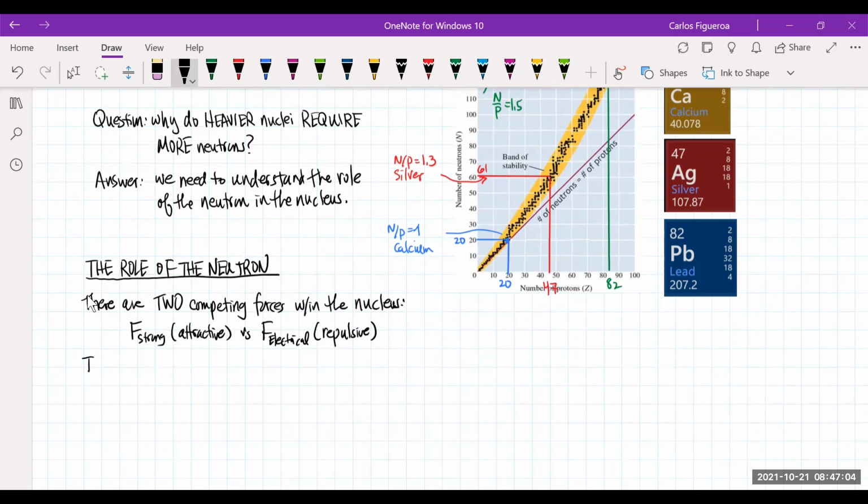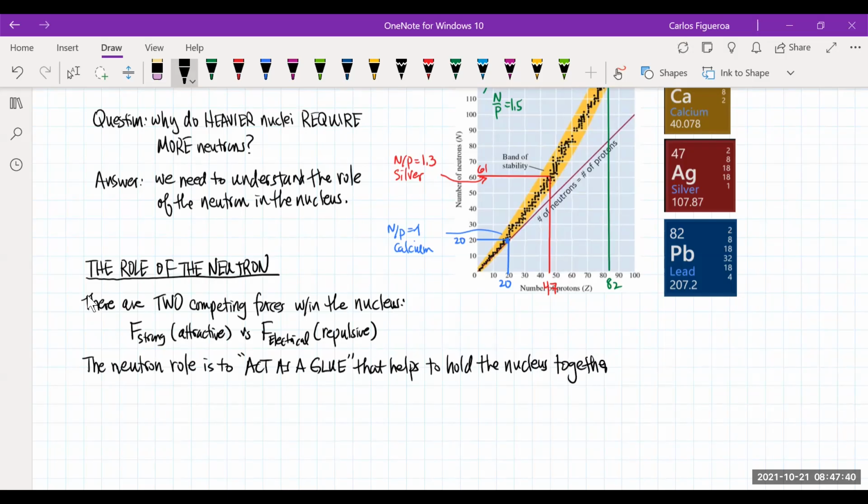The neutron's role is to act as a glue. So it acts like a glue, and sometimes you'll hear it called neutron glue, that helps to hold the nucleus together. So it's the glue that does that.